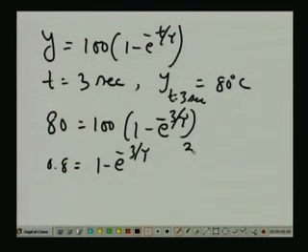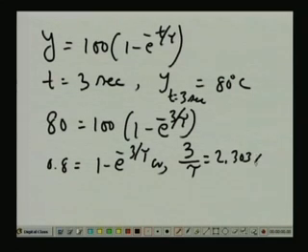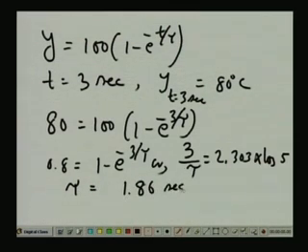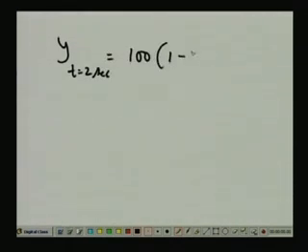So, it is coming around 3 by tau equal to 2.303 into log of 5. So, it is coming around tau equal to 1.86 seconds. This is the time constant of the system. Now, if I put t equal to 2 seconds, y equal to 100 times (1 minus e to the power minus 2 by 1.86).